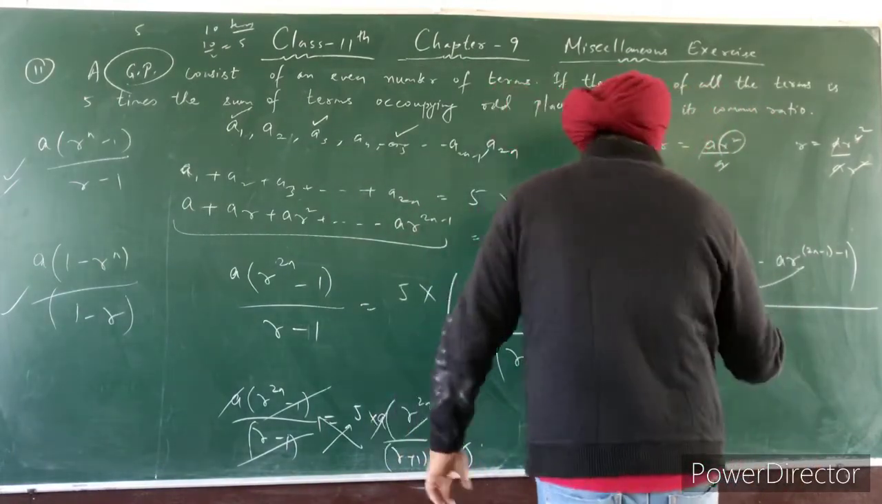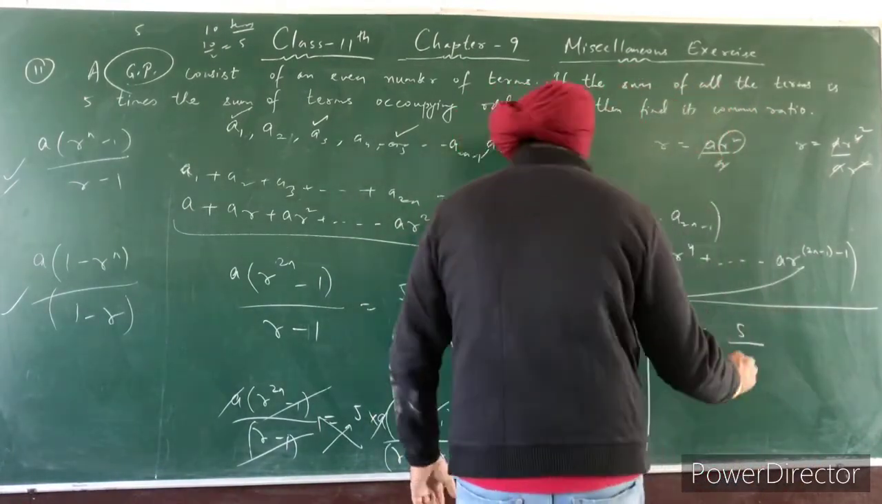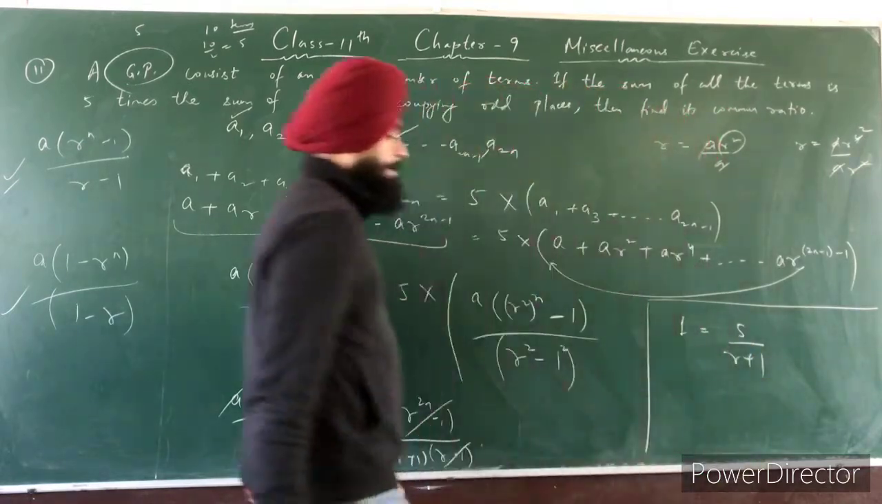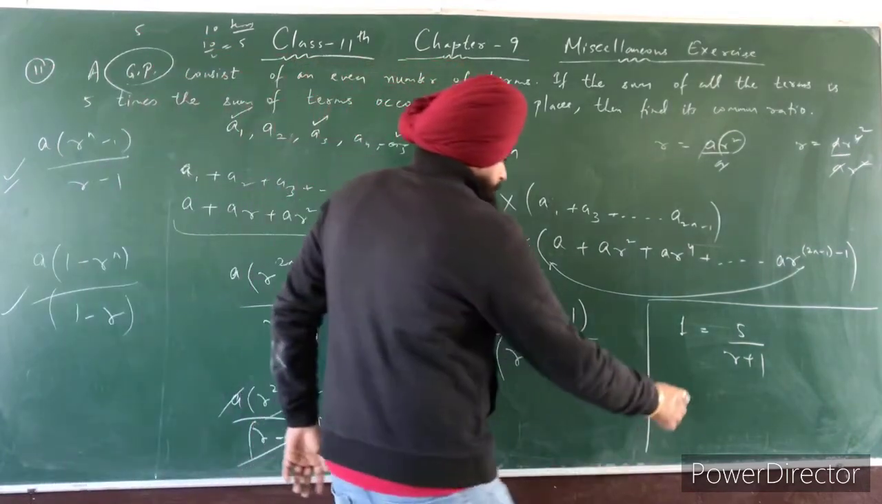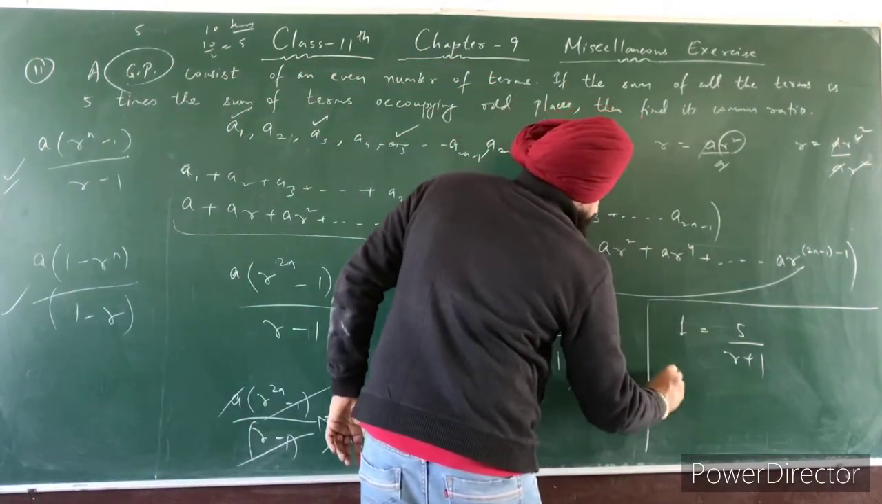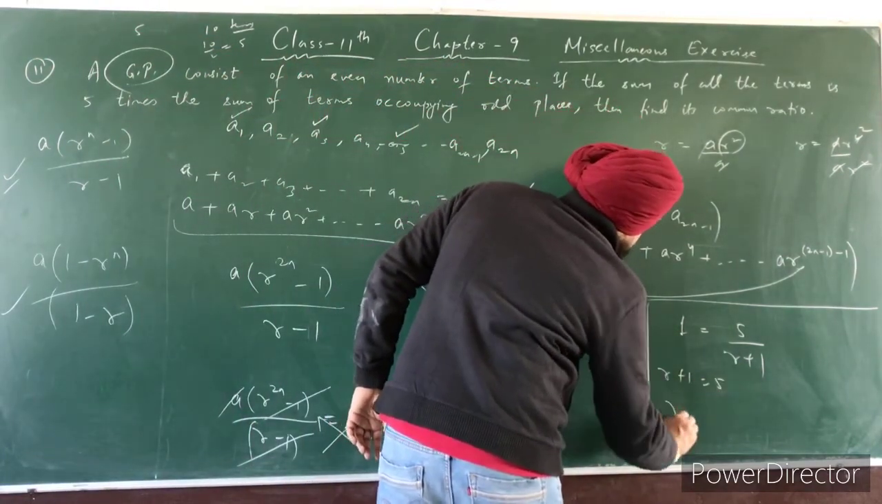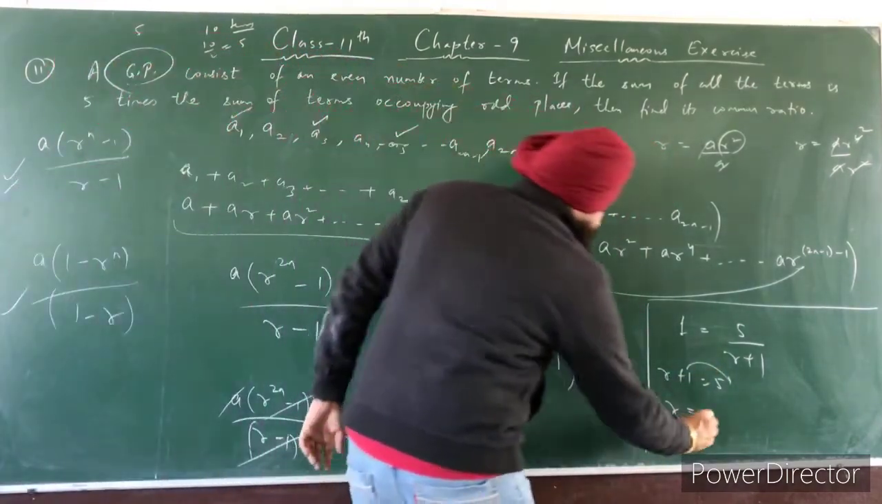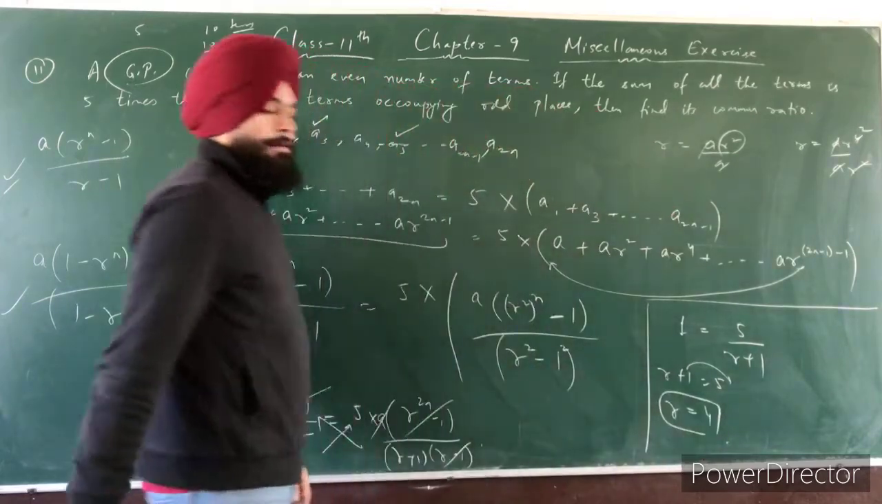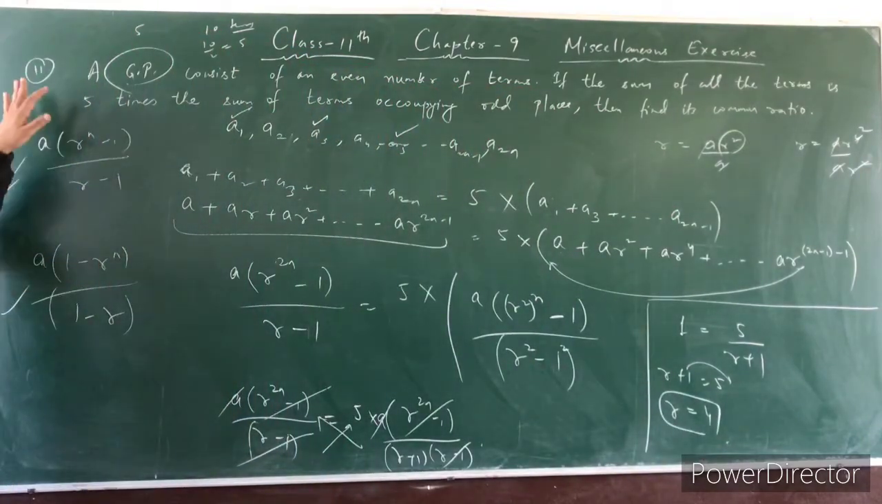Is equal to 5 divided by how much? R plus 1. Alright. Now when you cross multiply r plus 1 into 1, r plus 1 is equal to 5. And value of r is 5 minus 1, 4. So common ratio is 2. Clear, student? This is your question number 11.